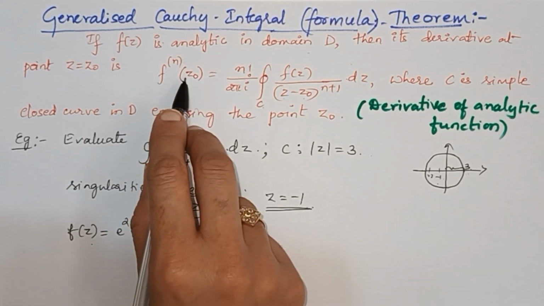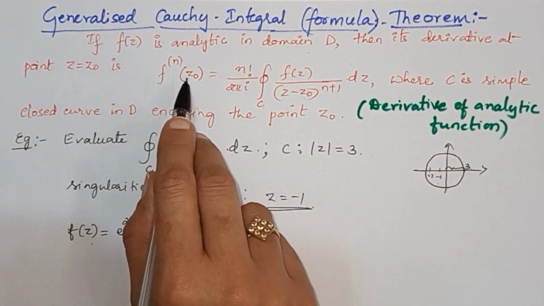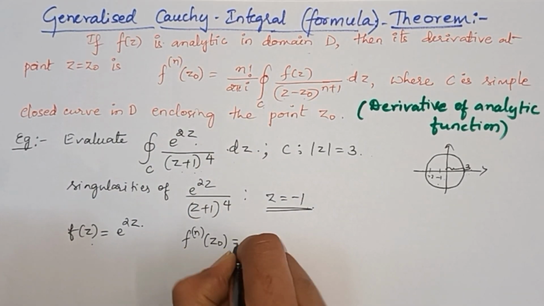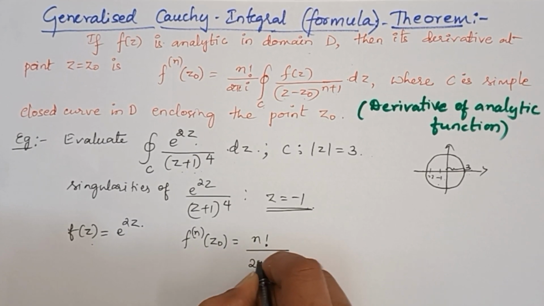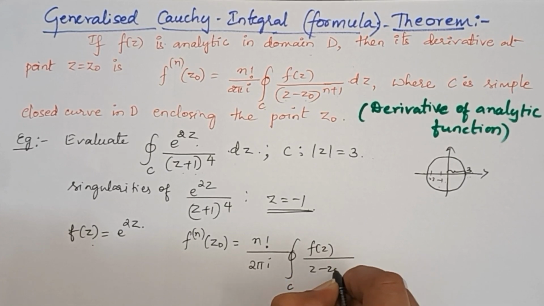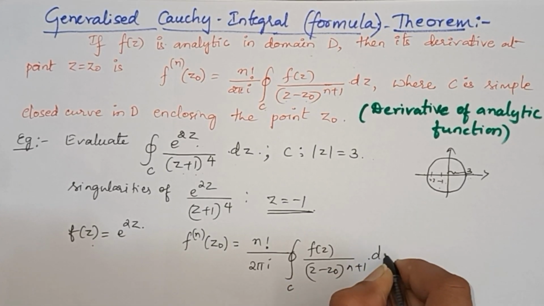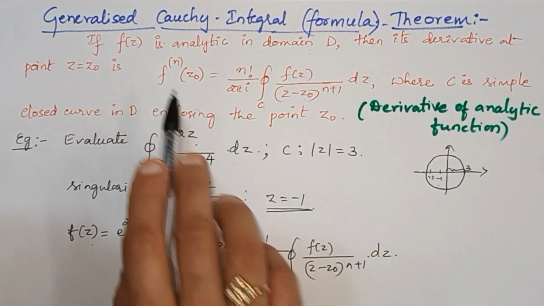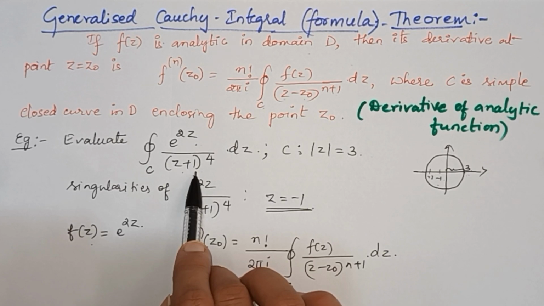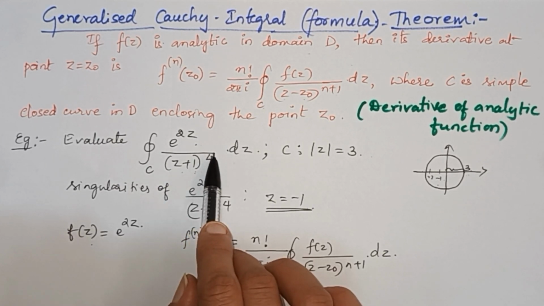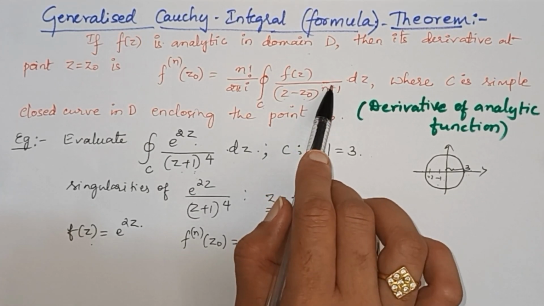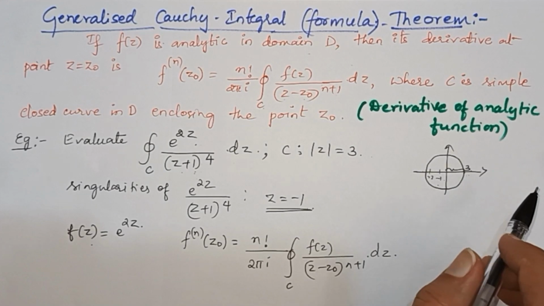As per the generalized Cauchy integral theorem, f nth derivative at z naught equals n factorial by 2 pi I, integral over the closed curve C, f of z by (z minus z naught) to the power n plus 1, into dz. I have chosen the generalized Cauchy integral theorem because you can always look at the value in the denominator. If it is having power more than 1, then usually it goes with the generalized Cauchy integral formula. Otherwise, the usual Cauchy integral formula.